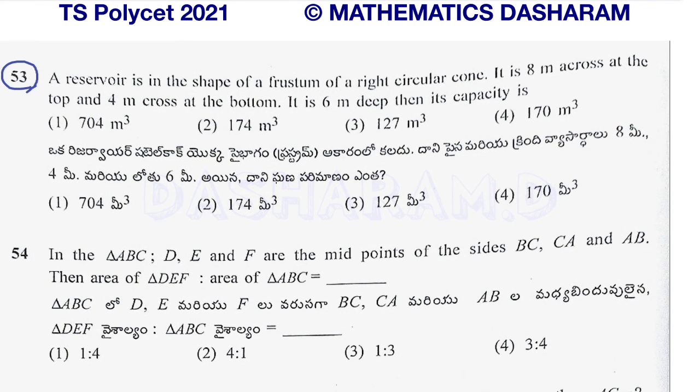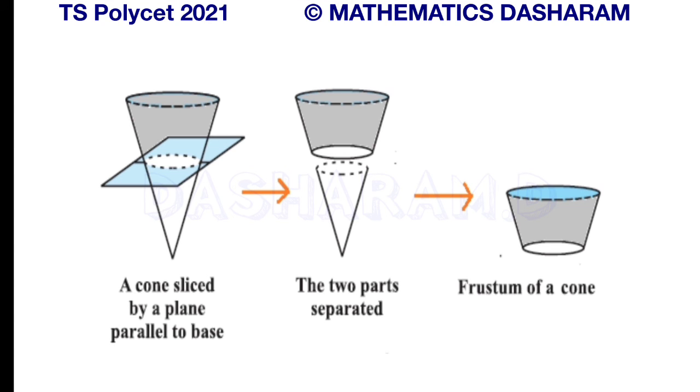A reservoir is in the shape of a frustum of a right circular cone. It is 8 meters across at the top and 4 meters across at the bottom. It is 6 meters deep. Then its capacity is. See, we know the shape of the cone. So this is the shape of the cone in the reverse order.